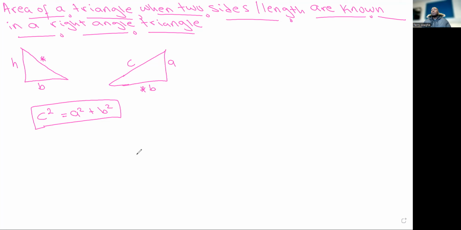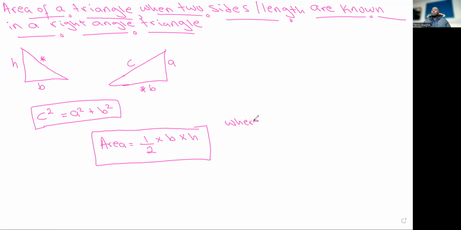So to get the area of a triangle for this kind of case, the area is equal to 1 over 2 times the base times the height. So the area is 1 over 2 multiplied by the base and the height, where B is equal to the base and H is equal to the height.